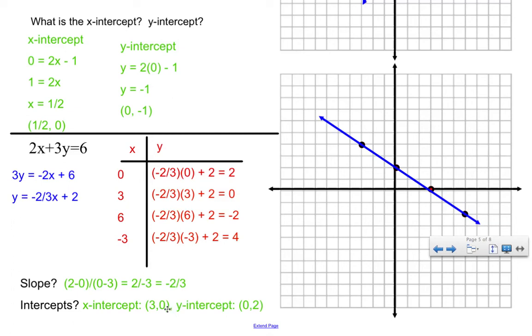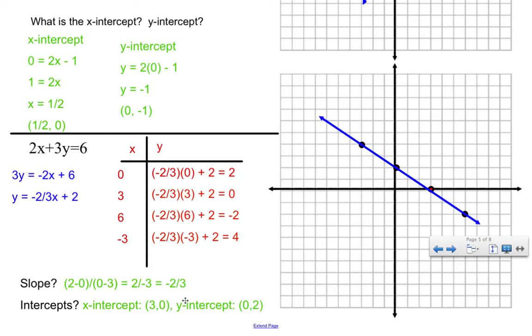I didn't show my work for x-intercept and y-intercept. From what I gathered in class today, that seemed to be going pretty well, where you can plug in 0 for x and solve for y. That'll give you your y-intercept. Plug in 0 for y, solve for x. That gives you your x-intercept.